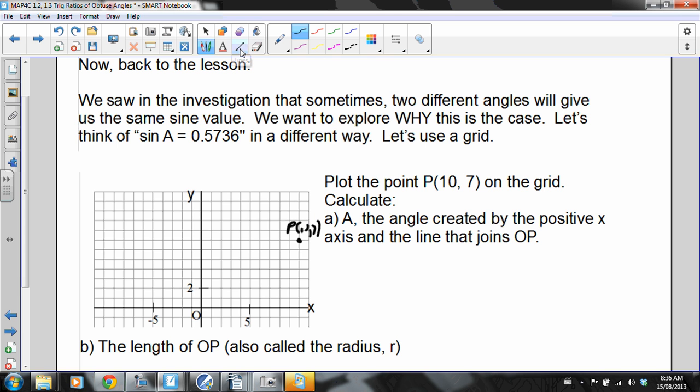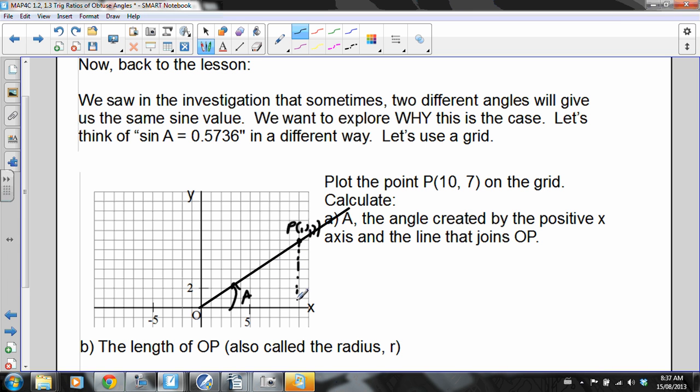And then I'm going to draw A, which is the angle created between OP and the positive y-axis. So this angle right here is A. That's A.